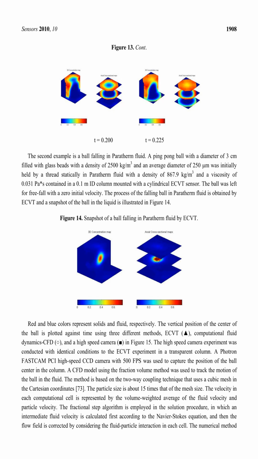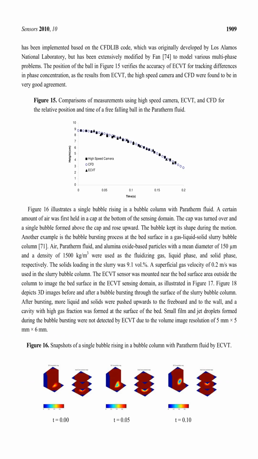The method is based on the two-way coupling technique that uses a cubic mesh in Cartesian coordinates. The particle size is about 15 times that of the mesh size. The velocity of each computational cell is represented by the volume-weighted average of the fluid velocity and particle velocity. The fractional step algorithm is employed in the solution procedure, which has been implemented based on the CFDLib code, originally developed by Los Alamos National Laboratory but extensively modified by Fan to model various multi-phase problems.